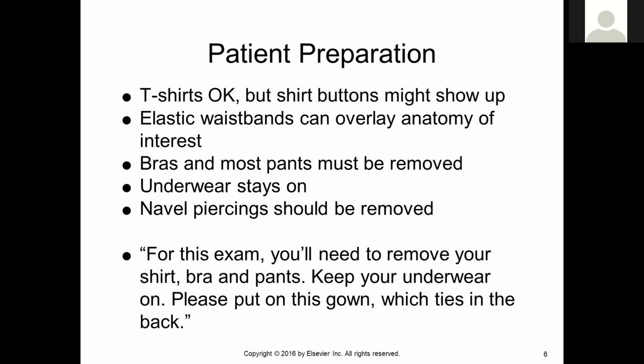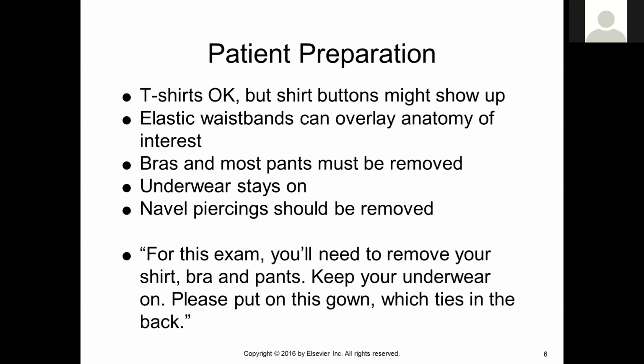Patient preparation for an abdomen x-ray. T-shirts should be fine, but buttons on shirts might show up, so those should be removed. Elastic waistbands, if they're too tight, can cut into the anatomy of interest and show up as a visual artifact. Bras and most pants must be removed. Underwear stays on. If your patient has a navel piercing, that should be removed.